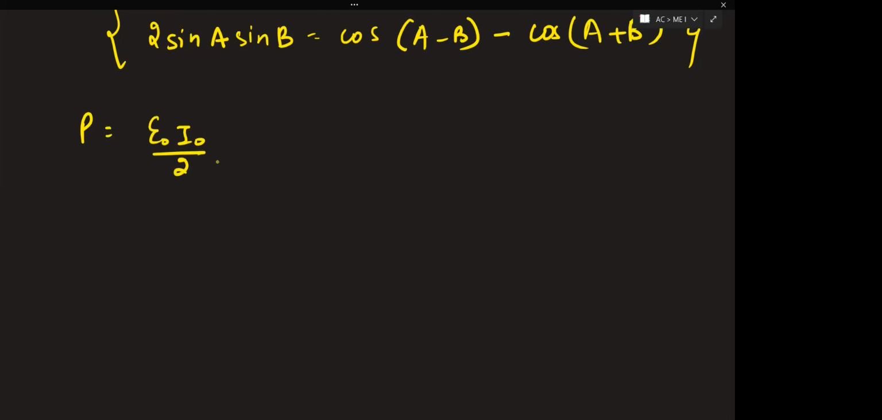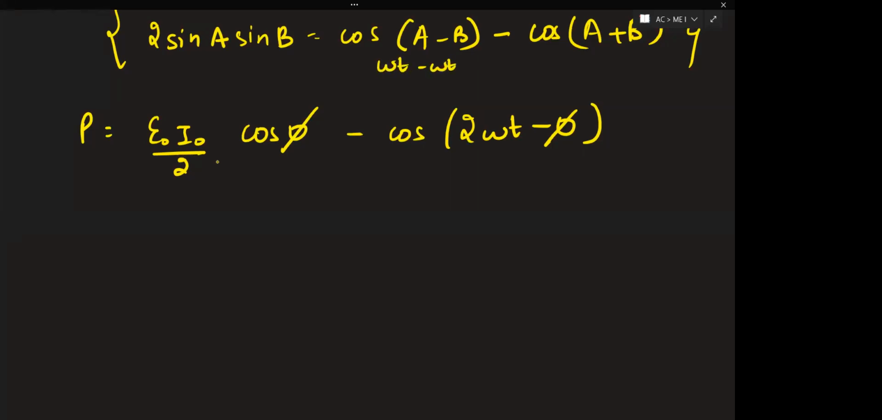So this becomes cos phi, because it is cos A minus B, so omega t minus omega t minus phi. It means only phi will be left from here. And you have minus cos, where A plus B means omega t plus omega t minus phi. The omega t terms cancelled and I was left with phi. This is plus, so omega t plus omega t minus phi gives 2 omega t minus phi. I'm just substituting it in the identity.